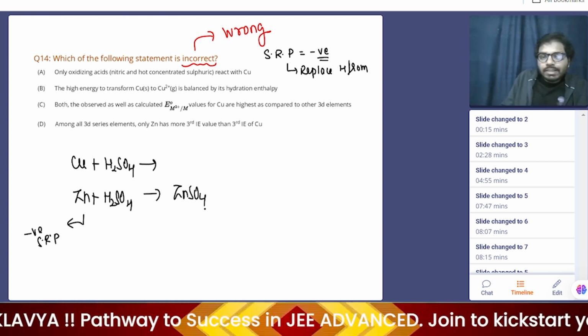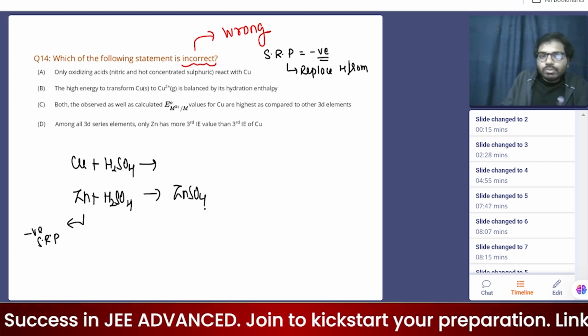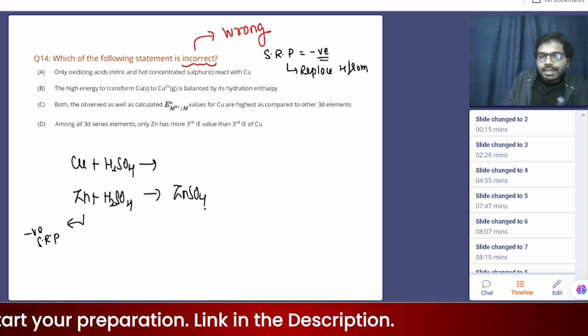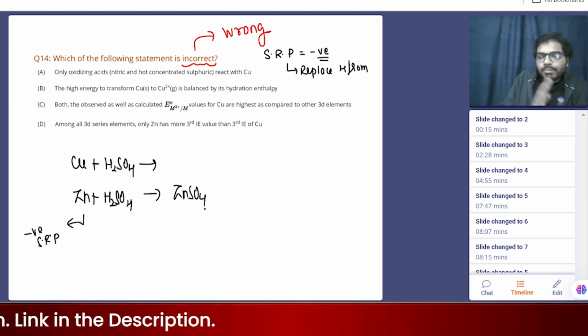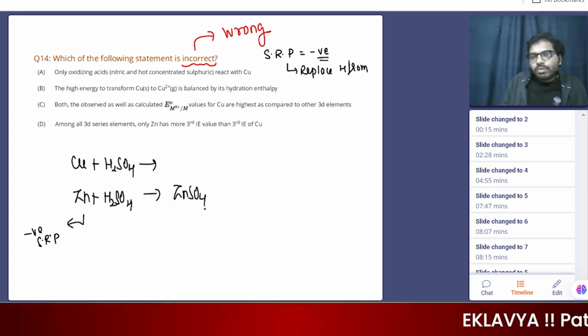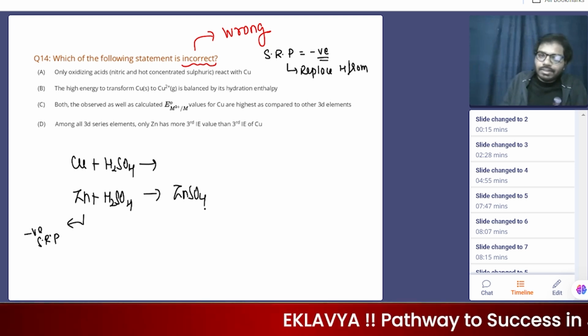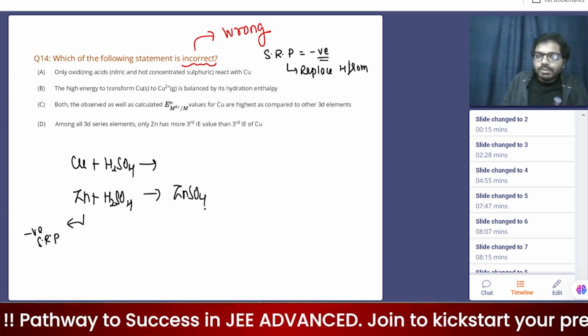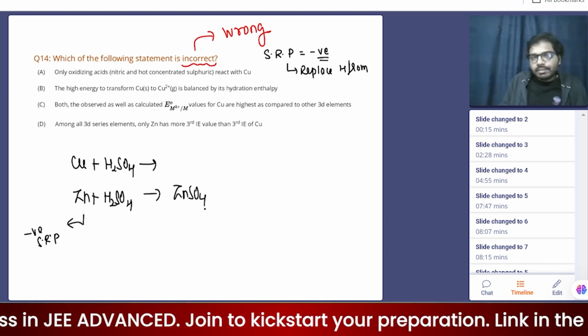is balanced by the hydration enthalpy. We will check the other options also, like both the observed as well as the calculated E0 value from M2+ to M. I mean, we can say the reduction potential value for copper is the highest compared to other 3d elements. So which is correct? C and D options are also correct here.